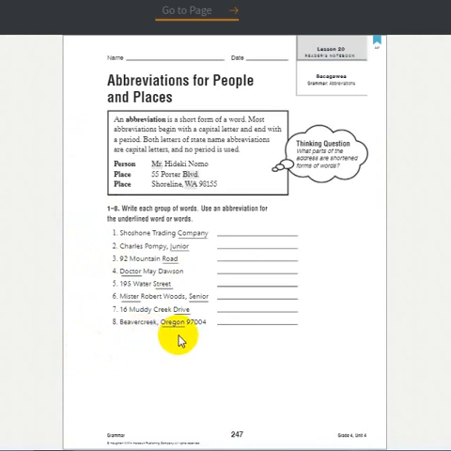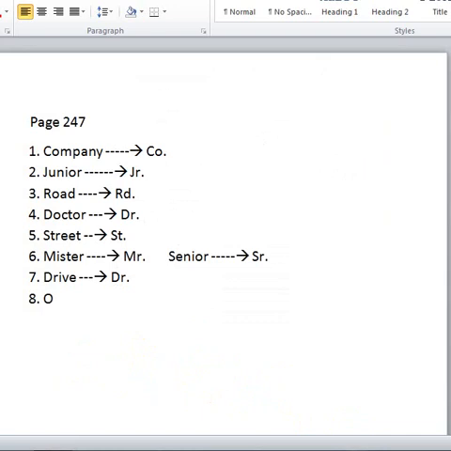Okay. Number 8. Beaver Creek, Oregon 97004, right? So Oregon here is the name of a state. Okay? So we need to put the abbreviation for Oregon. So the abbreviation of Oregon will be O capital R capital. Okay? Because you said that states have what? Both letters in a state are capital.